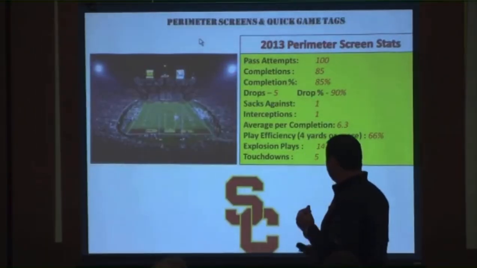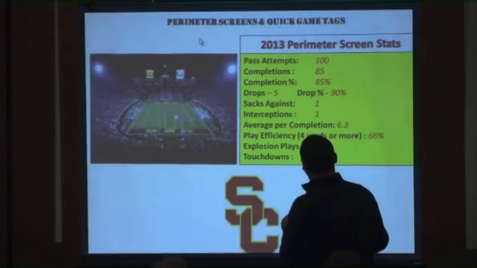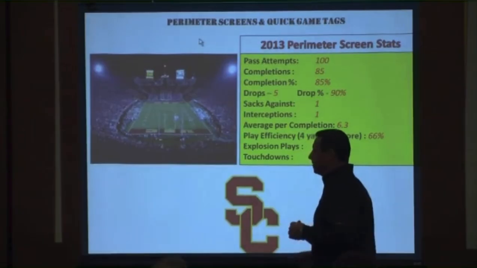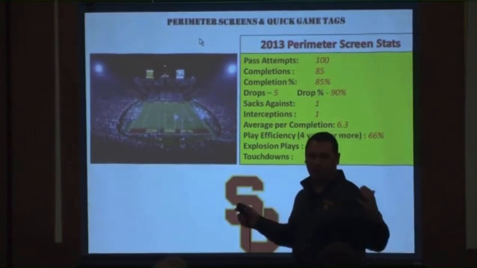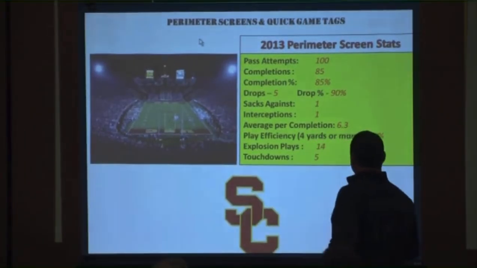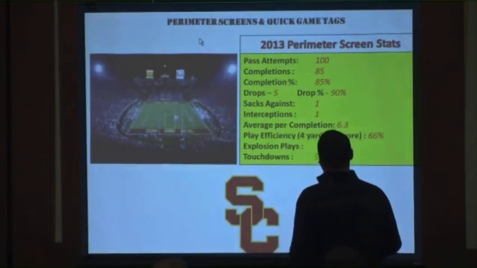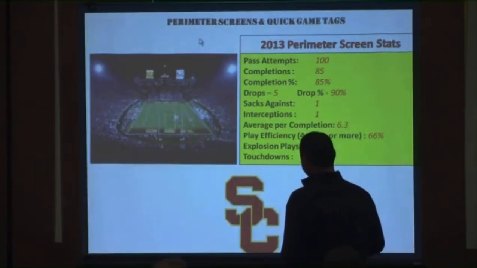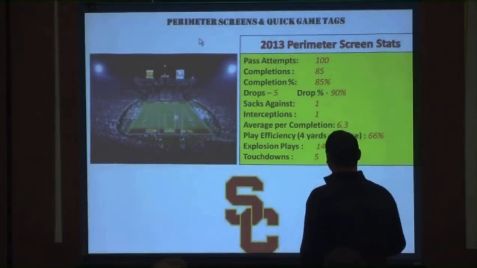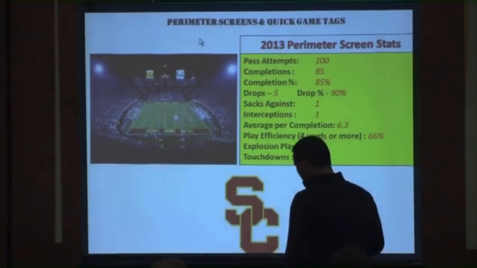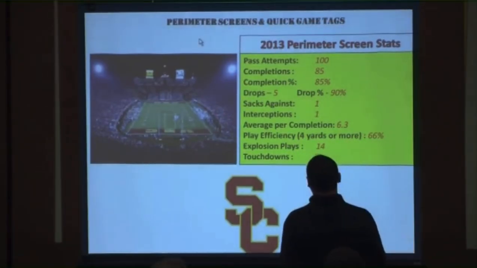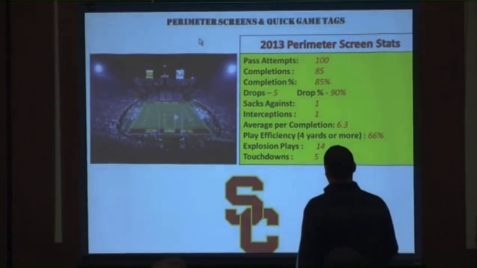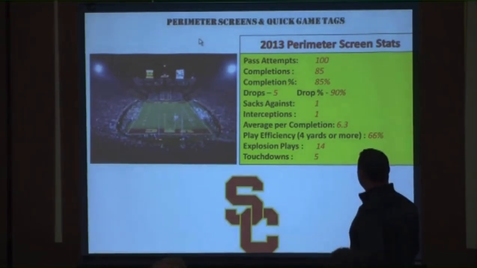So last season, we threw 100 pass attempts essentially off of the perimeter screen game. We completed 85 of those, 85% pass ratio. 5 of those were drops. We really should have been 90%. So every 10 times I throw it, I'm completing 9 of them. That's not a bad ratio. We had a sack, you had to pull it down, we threw 1 pick.